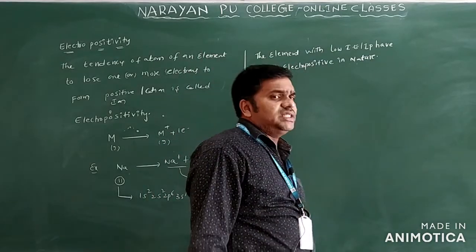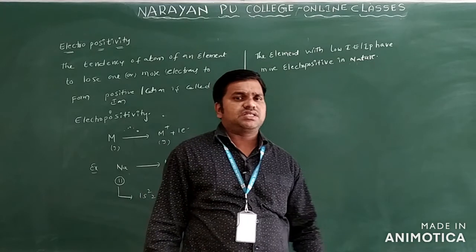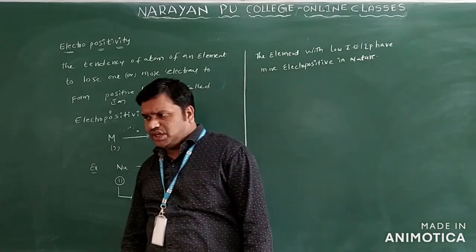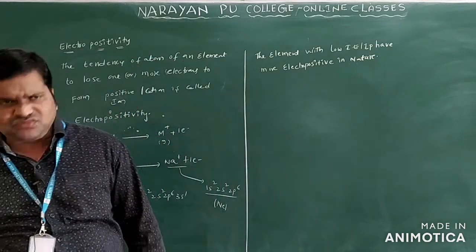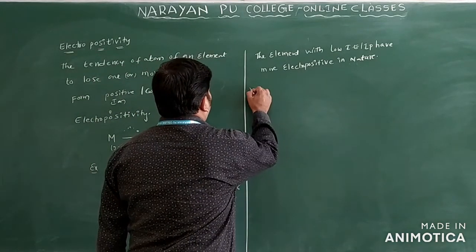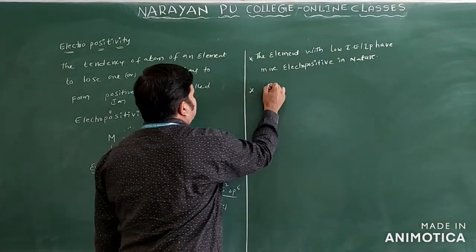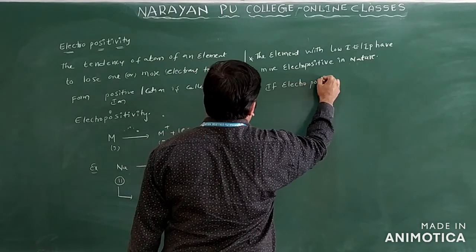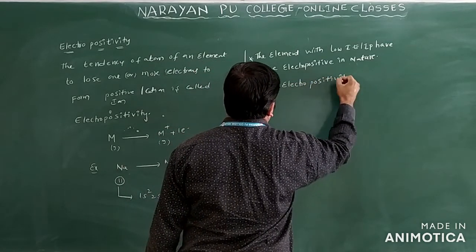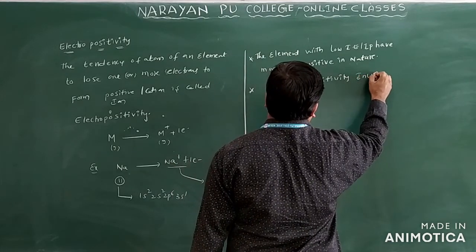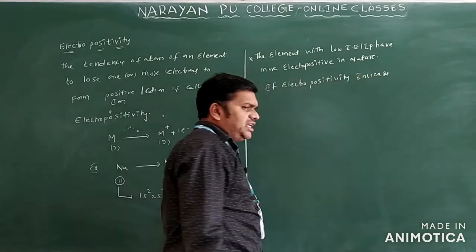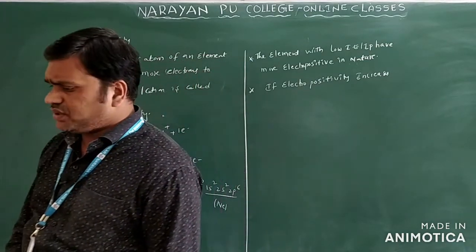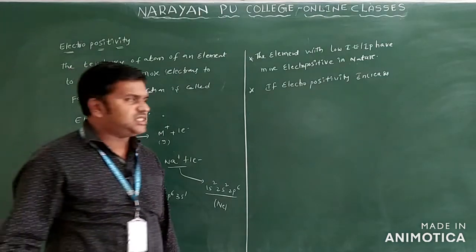Because if the ionization energy is low, the loss of electron is easy. If the ionization energy is more, the loss of electron is difficult. So this is regarding electropositivity. If electropositivity increases, the nature of formation of ionic bond increases.